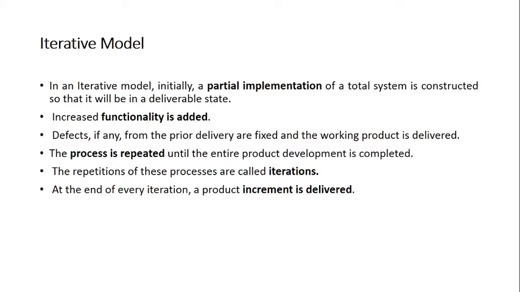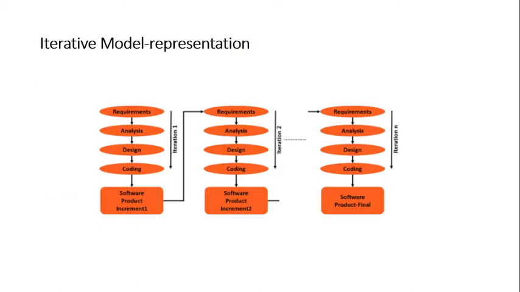We'll see this with the help of a diagram also. So what does the diagram say? In the first iteration, you will develop the modules which are required immediately. After some time, if the customer feels that he requires another module, then you can start with the second iteration using the same approach or the steps of SDLC.